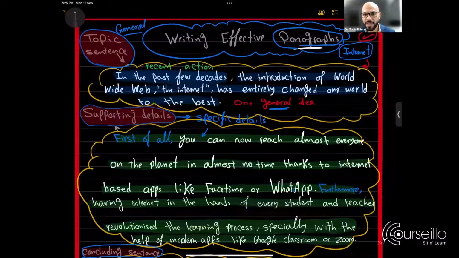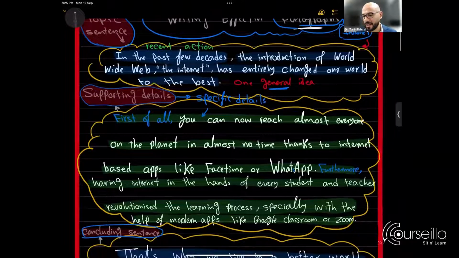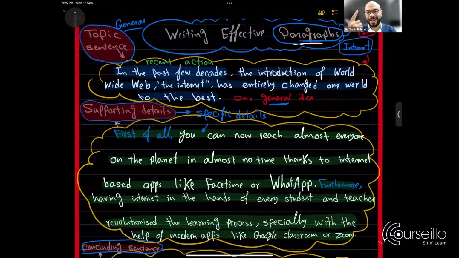Is it about communication as well, the second sentence? Furthermore, having internet in the hands of every student and teacher revolutionized the learning process. The learning process, what do we call it, kids? Education. So I have supported my idea that internet changed the entire planet by mentioning two examples.